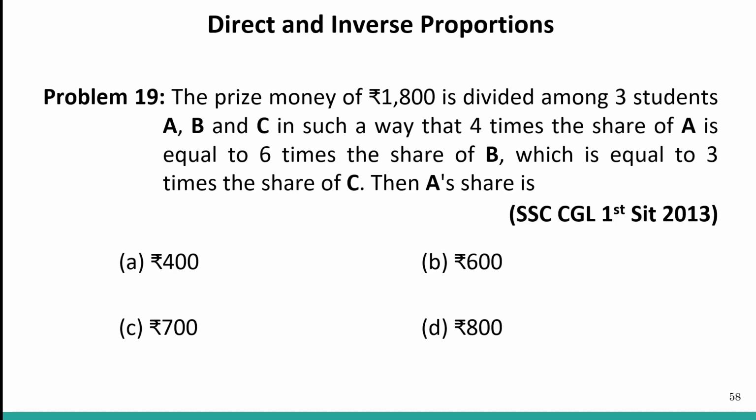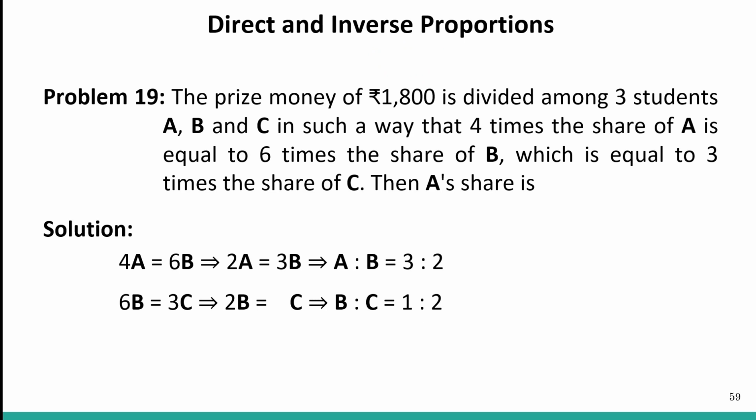Okay. Let's see problem number 19. The prize money of 1800 is divided among 3 students, A, B, C, in such a way that 4 times the share of A is equal to 6 times the share of B, which is equal to 3 times the share of C. This question has appeared in SSC CGL first sitting 2013.